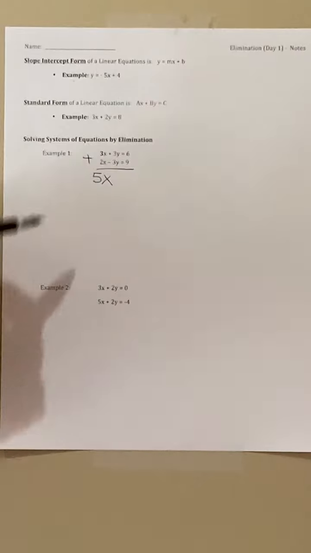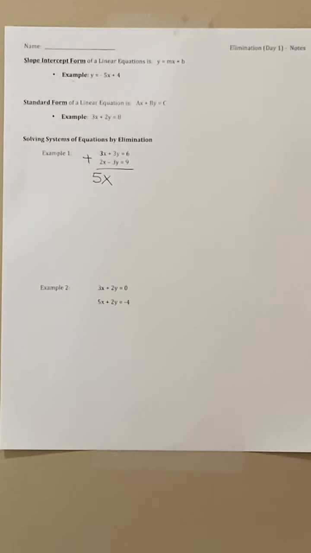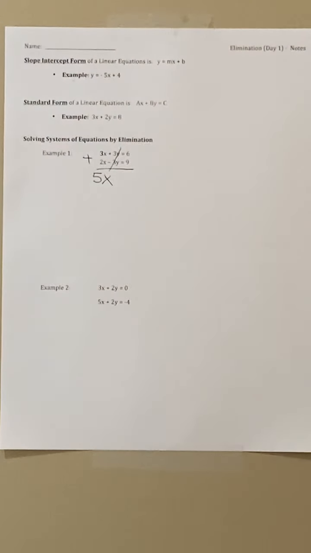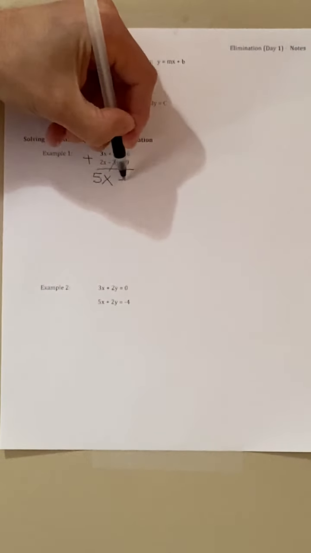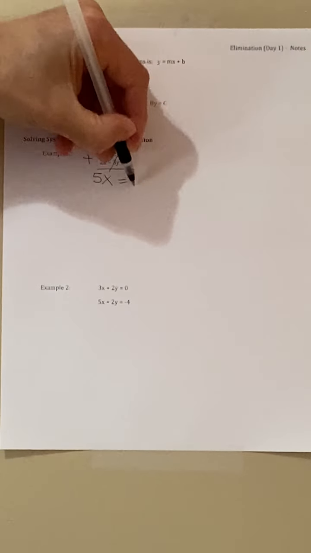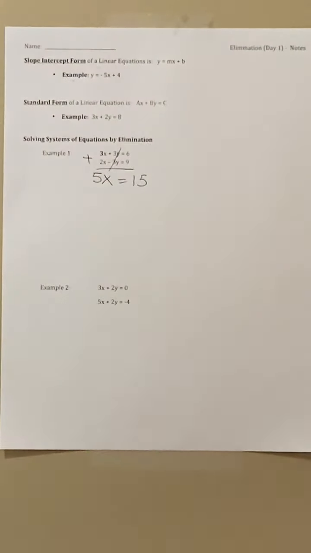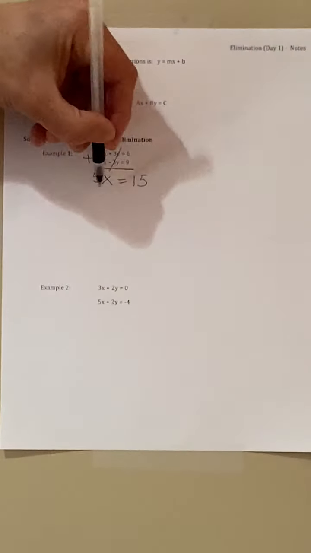Okay, when I add 3x and 2x, I get 5x. Now let's look at this. When I add 3y plus negative 3y, that becomes 0. It's what we call a zero pair. So I'm just going to cross that out. I don't even need to write plus 0. That cancels out. 6 plus 9 is 15. Now what's happened here is I now just have one variable. By adding these equations together, I eliminated my y variable. So now let's solve for x.